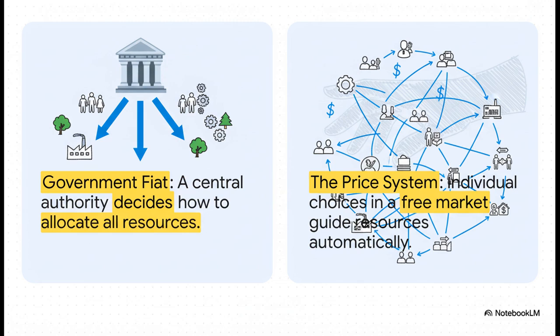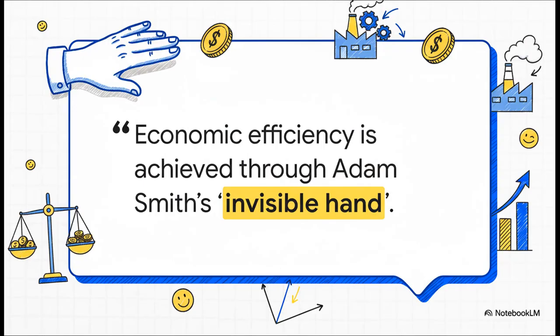On one hand, you could have a central authority, some government committee, deciding everything: what gets made, who gets what. That's government fiat. The other way is the price system, where there is no central planner. Instead, millions of individual choices guide resources automatically, as if by an invisible hand. And yep, this is that classic idea from Adam Smith.